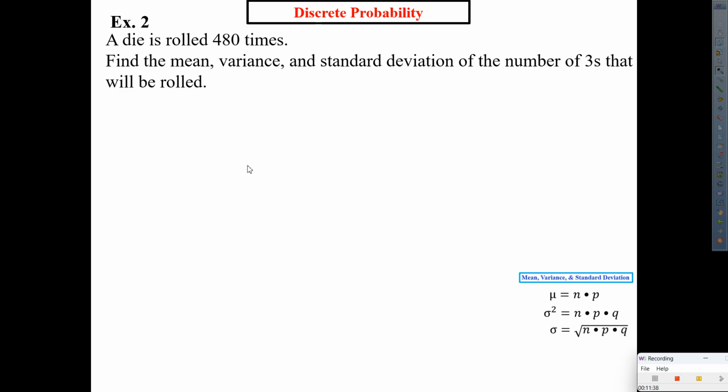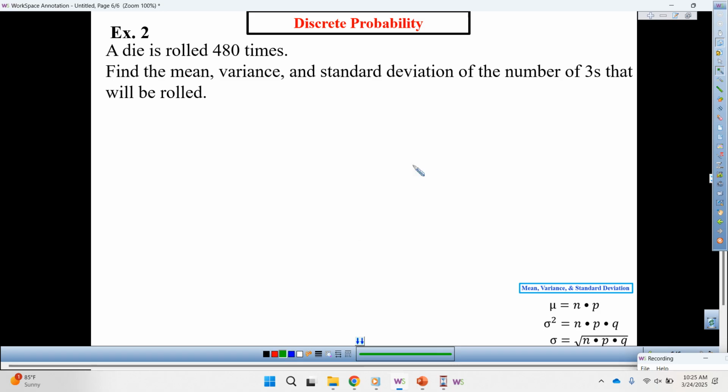Number two reads, a die is rolled 480 times. Find the mean, variance, and standard deviation of the number of 3s that will be rolled. Don't copy the problem for this one. Look up. Write example 2, and I want you to write N, P, and Q. So according to that problem, tell your neighbor what N is, what P is, and what Q is. See if they figure it out. Once again, of rolling a 3 on one die. What is N, P, and Q?